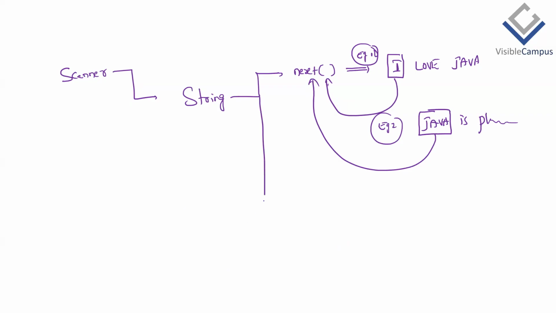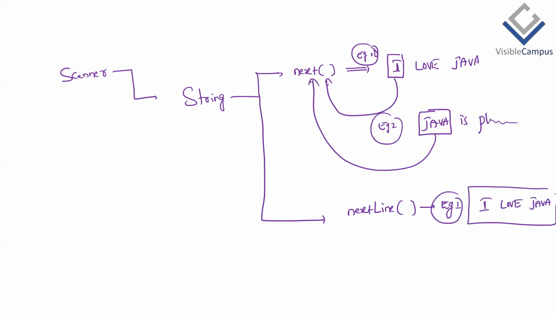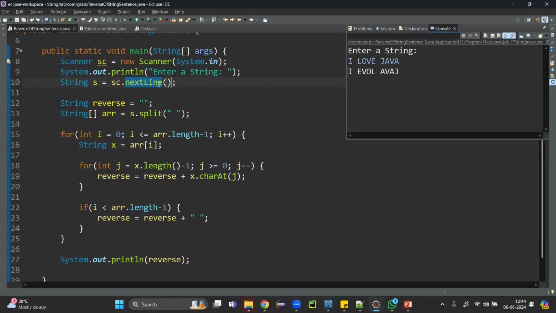Then to read a string, we have one more method called nextLine, with capital L. If you are giving an example like "I love Java", this will read the entire string with the nextLine method. That's the difference. So in our logic, the first time when I didn't use nextLine, we got only one word. But when I changed this, we got the entire thing. Understood?